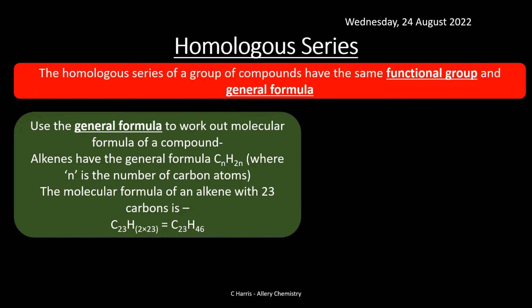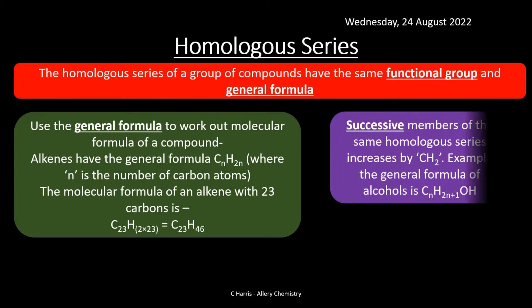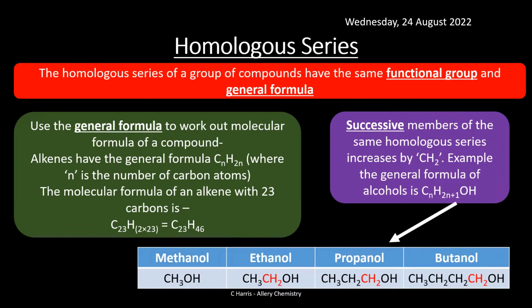So, for example, alkenes have the general formula CnH2n, where n is the number of carbon atoms, as we've seen before. And the molecular formula of an alkene with 23 carbons would be C23H, which is 2 lots of 23, so that would be C23H46. Okay, so successive members of the same homologous series increase by CH2.